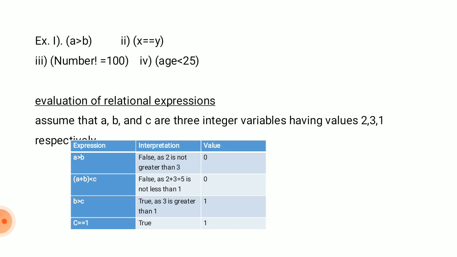Okay, fourth one, C is equal to 1. What is the value of C? 1. Is 1 equal to 1? Yes, the value of C is equal to 1 and the condition is also true, then the result is 1.